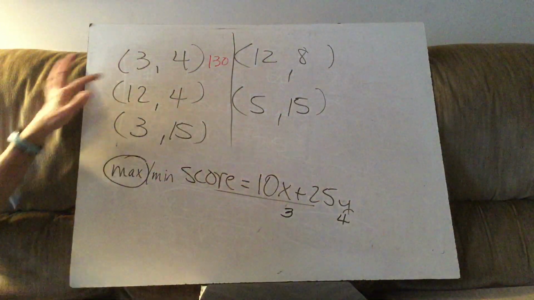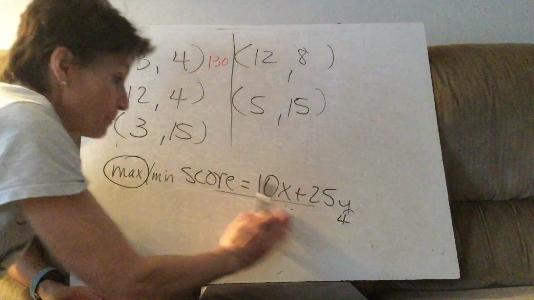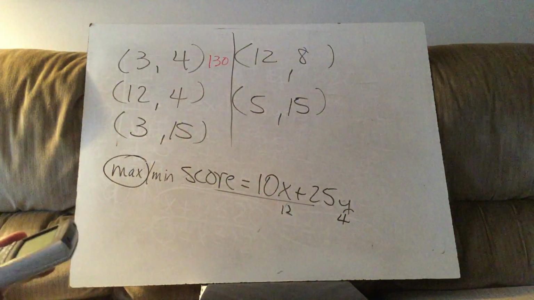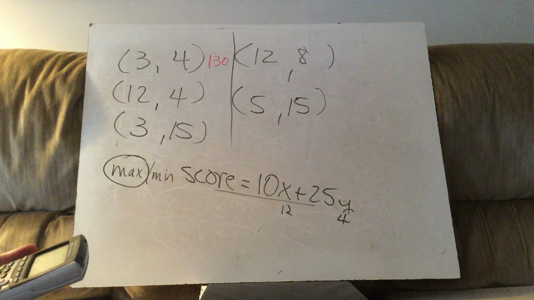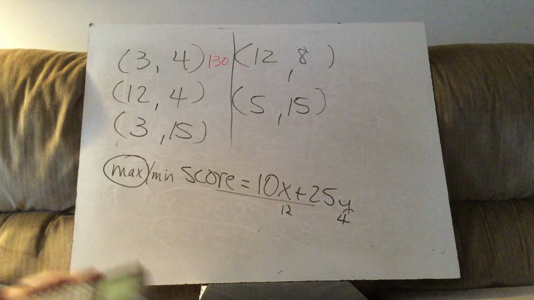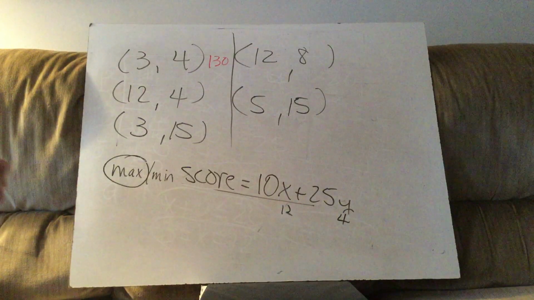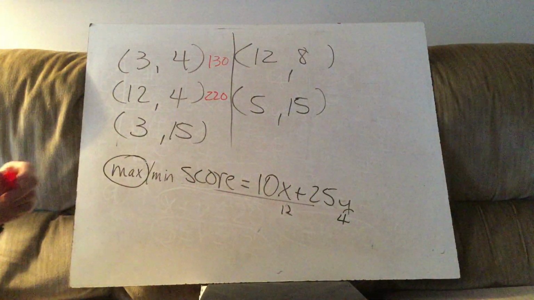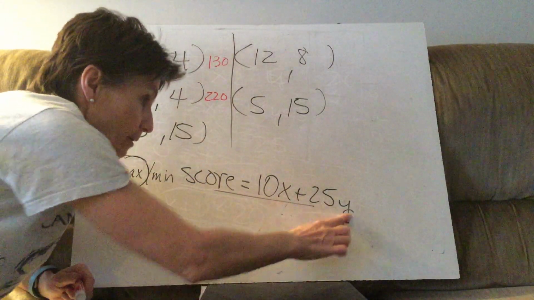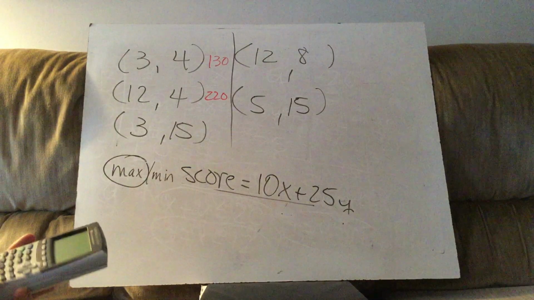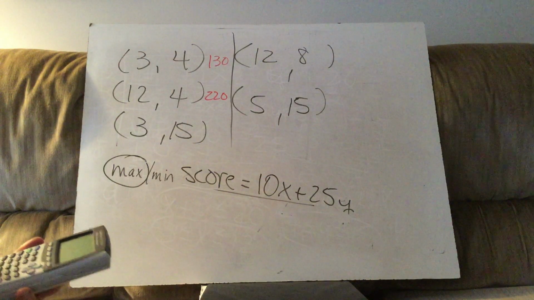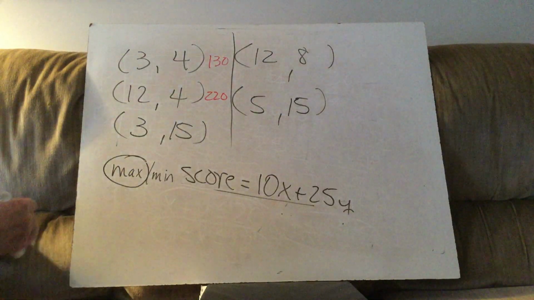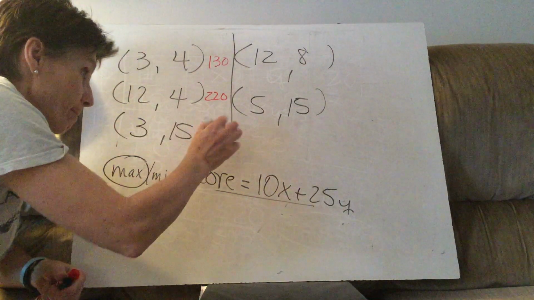All right, so then I come down here, and now I put in 12 and 4. So 10 times 12 plus 25 times 4. So that's 220. Now I'm going to put in 3 and 15. So 10 times 3 plus 25 times 15. That's 405. Oops.